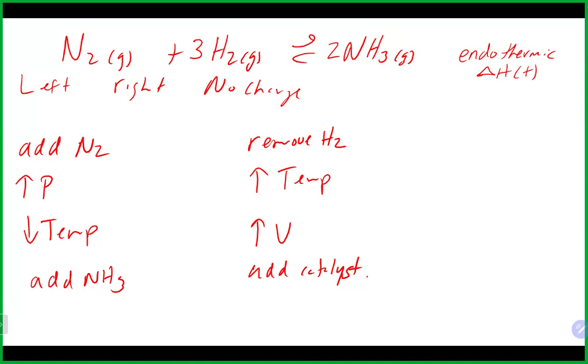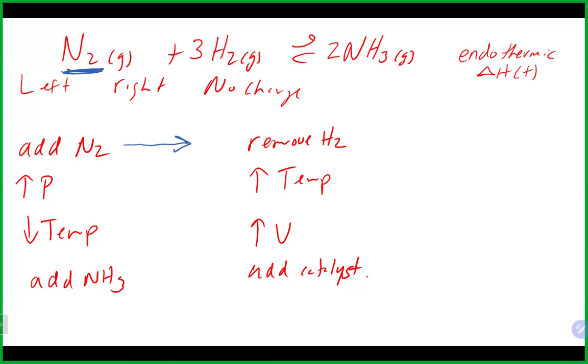Okay, let's take a look and see. We're going to start with adding the N2. I can see from the equation that N2 is on the left, so we're adding more reactants, which should cause it to shift away from it. So it should shift to the right. Again, it's really going to cause that forward reaction to occur and make more products.